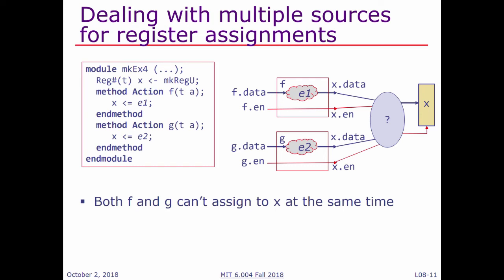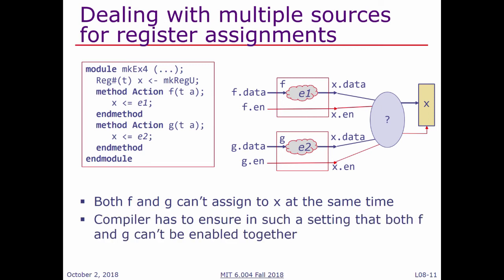So this is something that the Bluespec compiler is very good at. It will never ever let you do that. If it gets two things which are trying to assign in the same thing, then it will say, sorry, there is a bug in your program. Go and fix it. The compiler has to make sure that both F and G can't be enabled together.